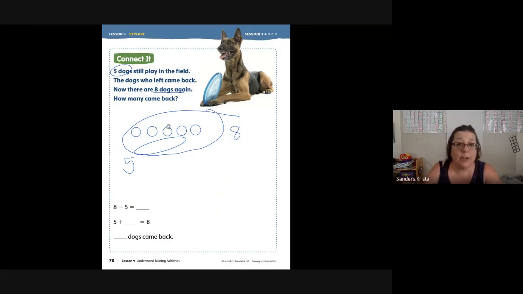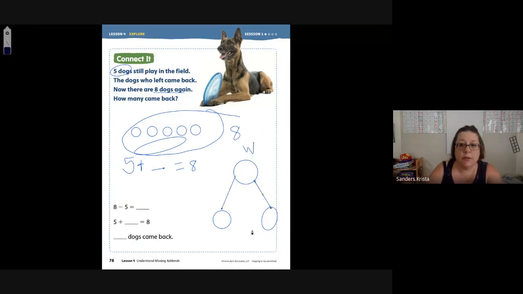So 5 dogs still play in the field. The dogs that left came back, so that means I'm bringing them back to the equation, right? So 5 plus what will give us a total of 8, right? So I can make my number bond. There's my whole, my part, my part. Okay, so this is a part, and this is a part. Let's see if we can bring that over. Okay, so we have our whole, our part, and our part.